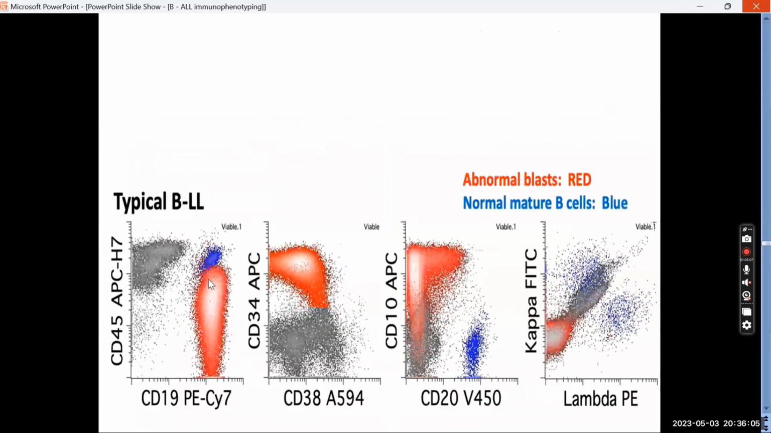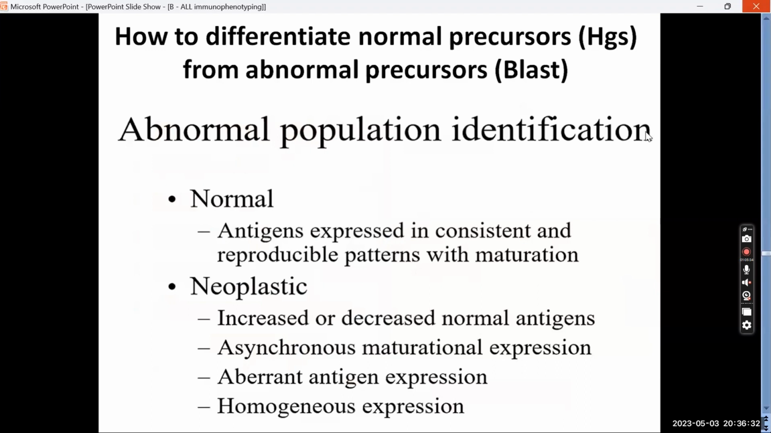Now going back to this, I said these are all immature cells. Now you are confident that these are all immature cells, but how do you know these are all abnormal immature cells and not normal hematopoietic progenitors? So we had markers to detect immaturity in the cells, but how to make sure that they are all disease cells or leukemic cells? For that, you need some markers which will help you differentiate between normal precursors and abnormal precursors. And how do you differentiate this? By the expression patterns.